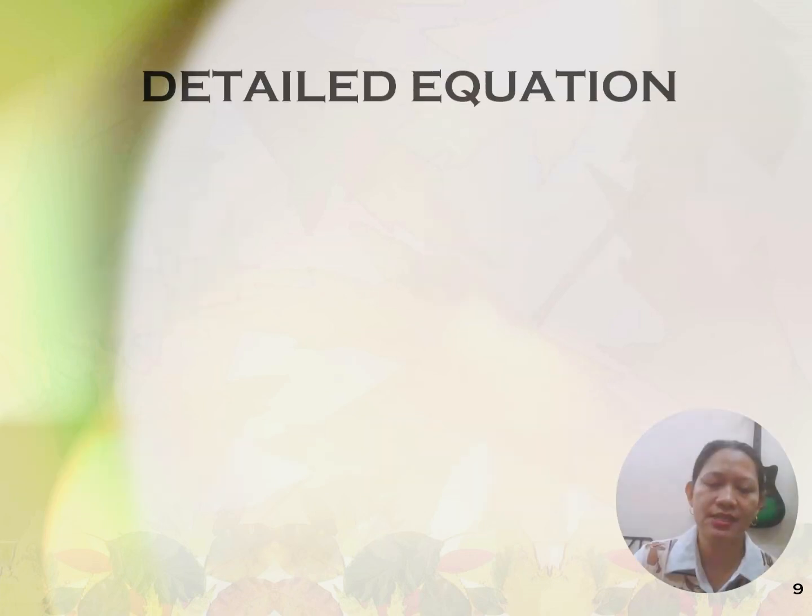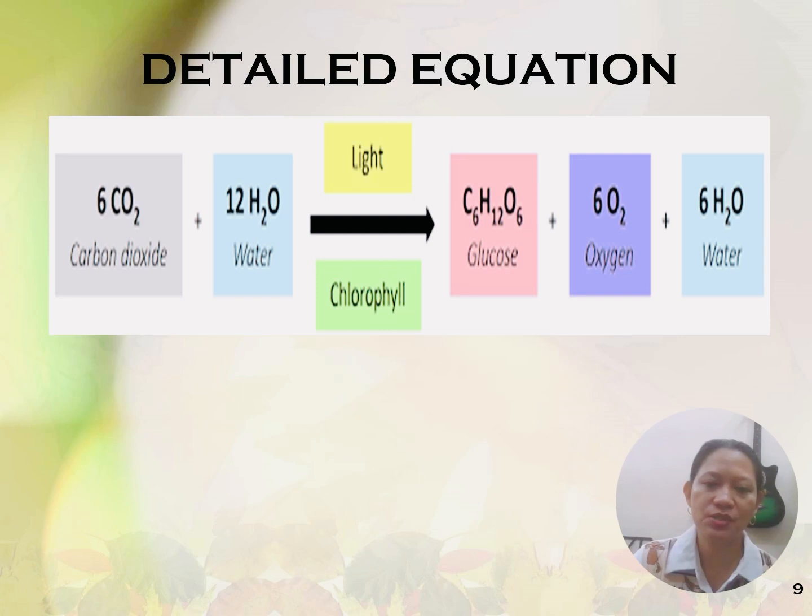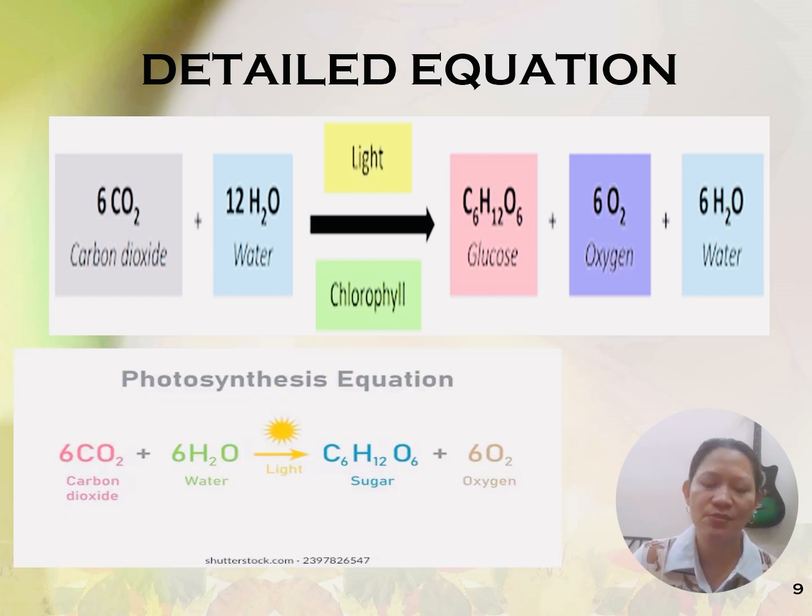As you can see, in this detailed equation, we use 12 molecules of water to produce 6 oxygen gas, which is different from the commonly used equation, wherein we use 6 molecules of water to produce 6 oxygen gas.